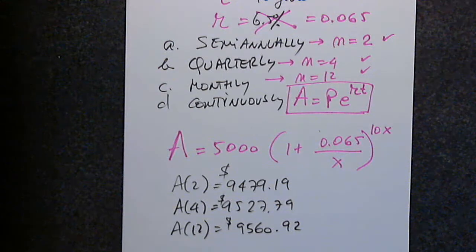So the more times the interest is compounded per year, the higher the accumulated value. Of course, the difference is not that big because the amount is not huge.